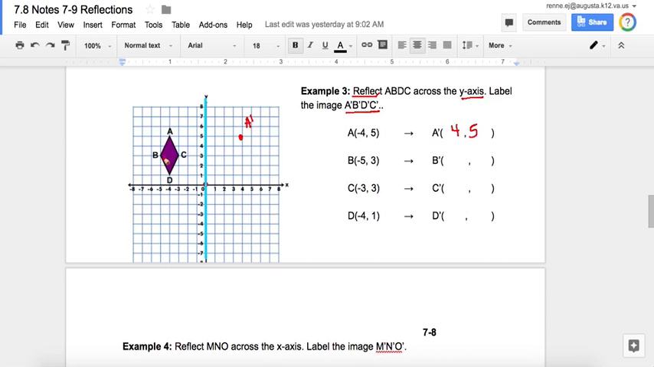Okay, B prime. So we'll notice that if that was 4, this must be 5 because it's one more. So we're going to go 5 and then 1, 2, 3, 4, 5. And B prime lands right there. So that is 5, 3.